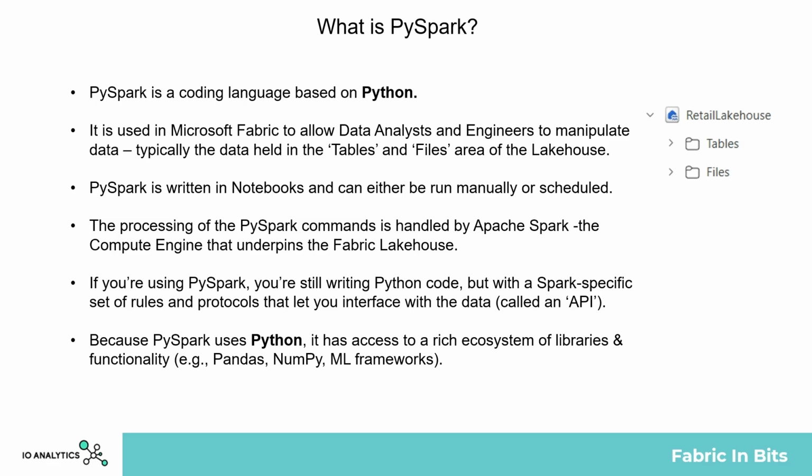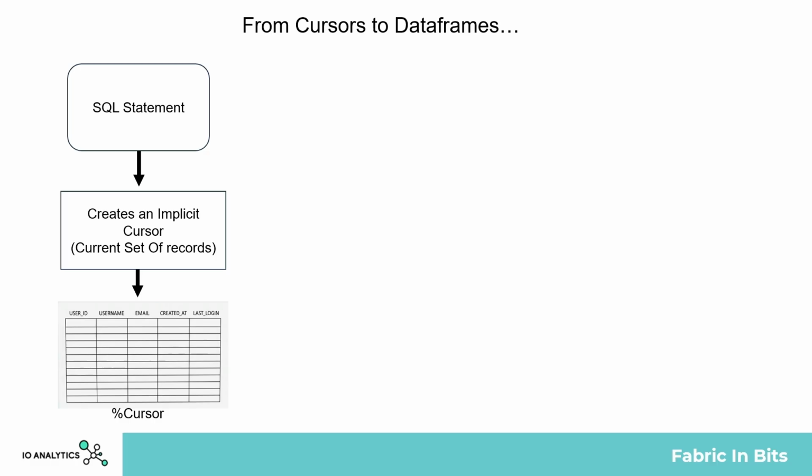Okay, if that's an overview of PySpark, let's look at the first of our common components that you may be familiar with, and these are cursors. So you may have been using SQL for quite a few years and been unaware of this, but when you actually run your SQL statement, what the DBMS does is it creates a virtual table in memory called a cursor, and that is short for a current set of records. And then when you are viewing that data, it's the cursor that you're actually viewing.